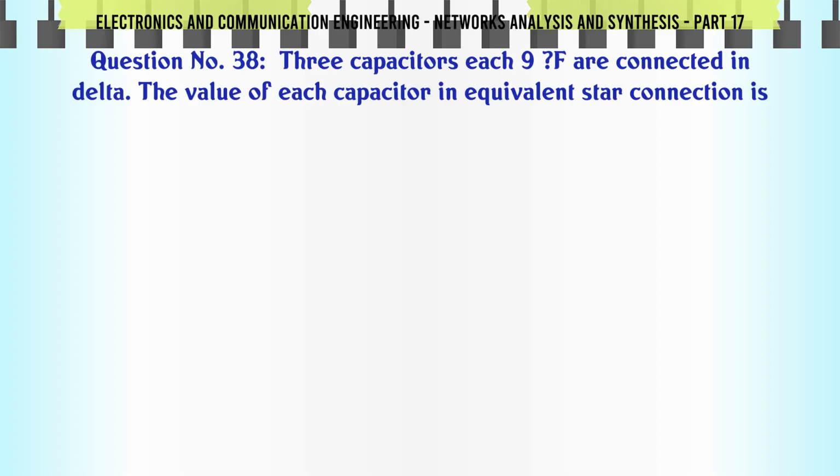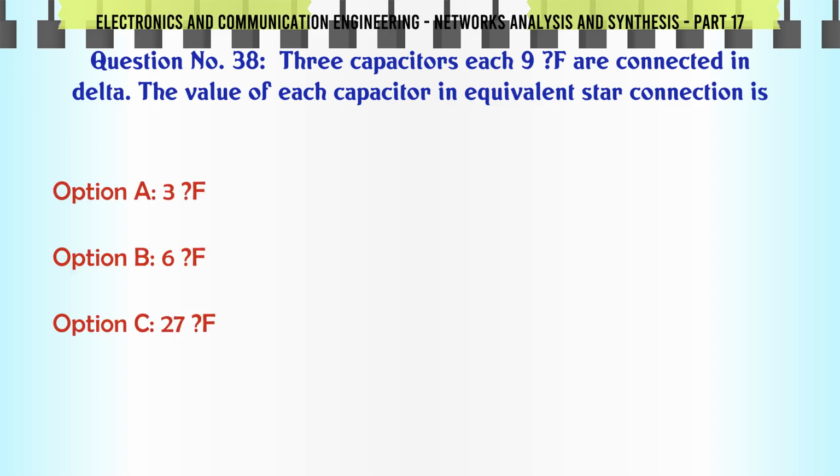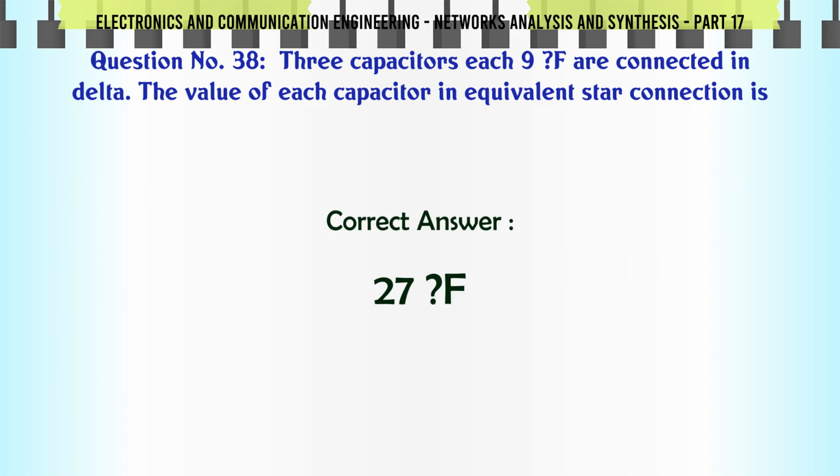Three capacitors, each 9 farad, are connected in delta. The value of each capacitor in the equivalent star connection is A. 3 farad, B. 6 farad, C. 27 farad, D. 81 farad. The correct answer is 27 farad.